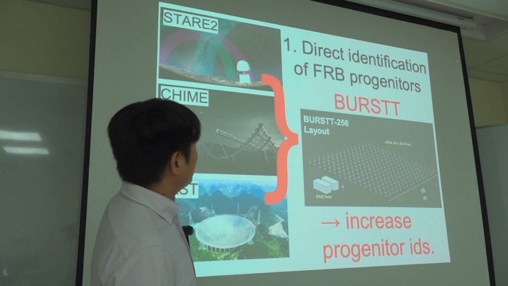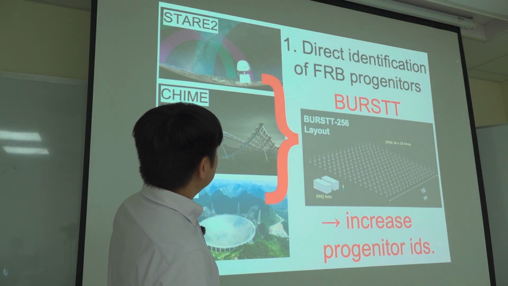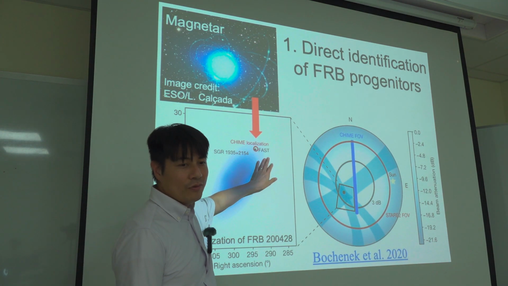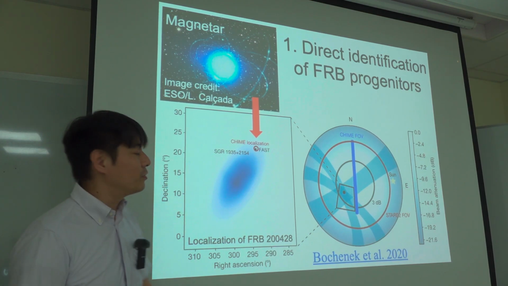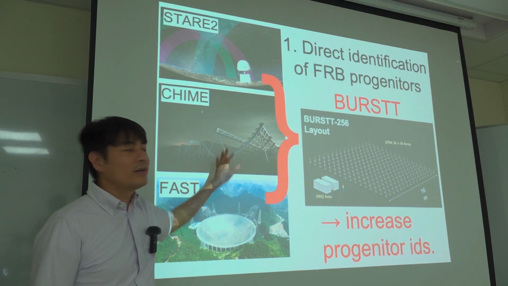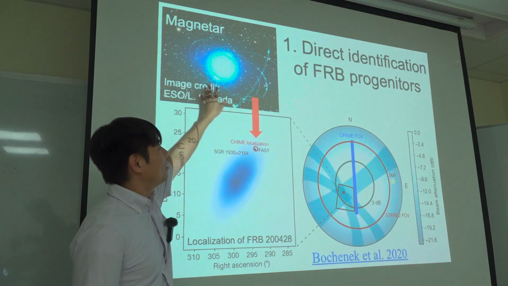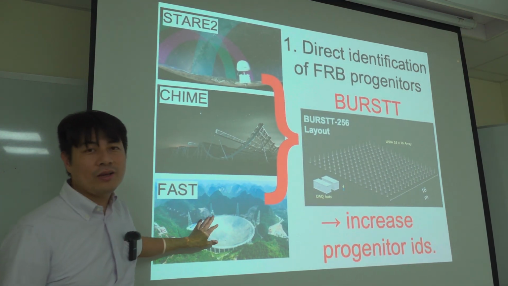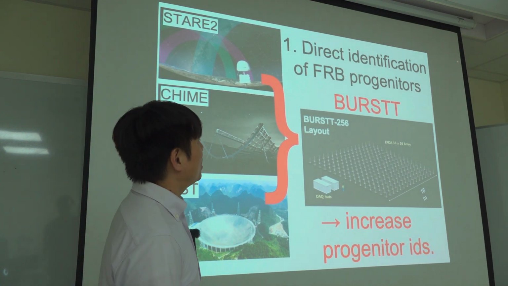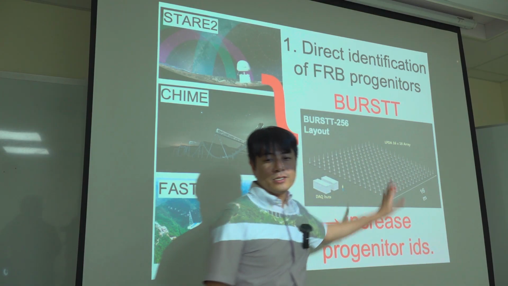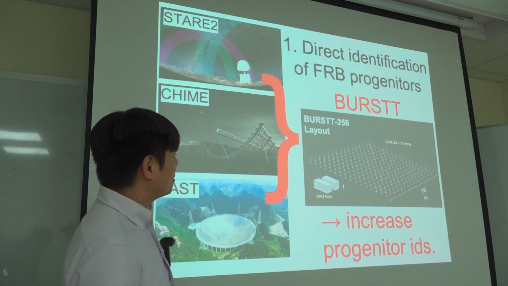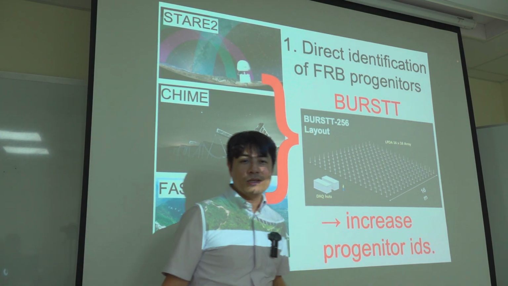So I can imagine this is a kind of expensive observation, because this is only one successful case to identify an FRB progenitor. They used three cutting-edge radio telescopes all together to find this magnetar. They needed to use these three big radio telescopes, so that's expensive. But after BURSTT starts science operation, I expect we can do the same thing using only a single instrument, which is BURSTT.